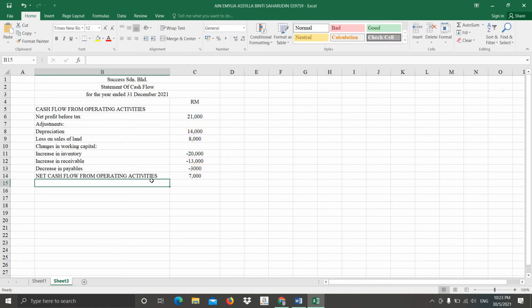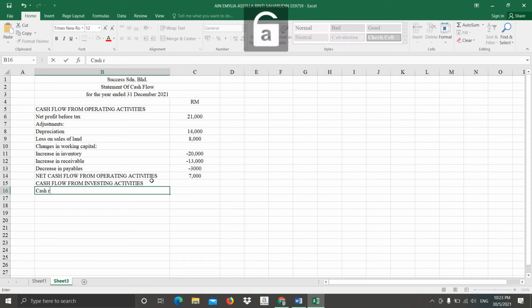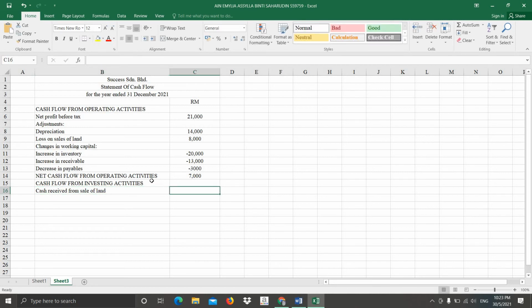Okay, so next one is cash flow from investing activities. So the first one is cash received from sale of lands, which is 52,000.